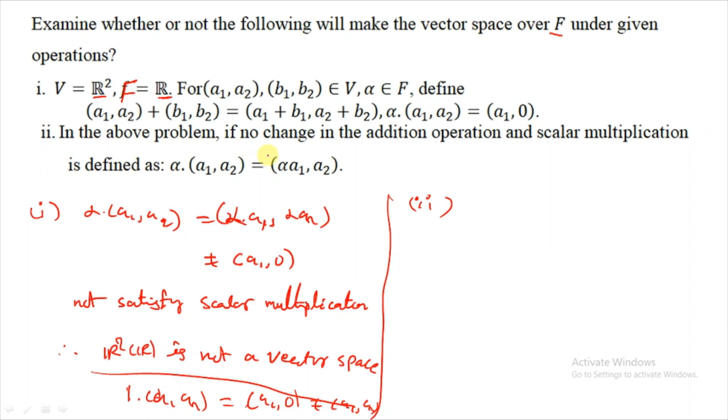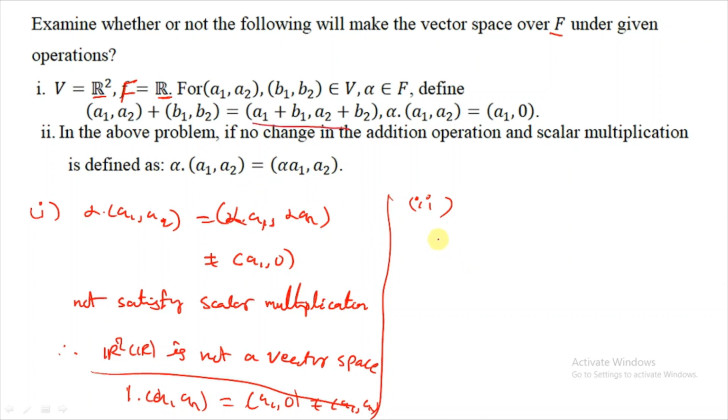Second one. In the above problem, if there is no change in the addition operation, the addition operation satisfies all five conditions. The only problem is with scalar multiplication. Already we checked the first example like this one, with this definition only, this addition property. We checked in Rn space, but now only in R2 space. So now addition is different from this one.